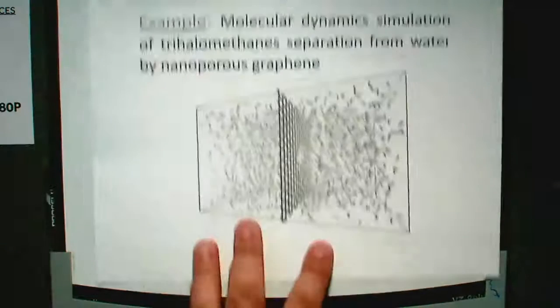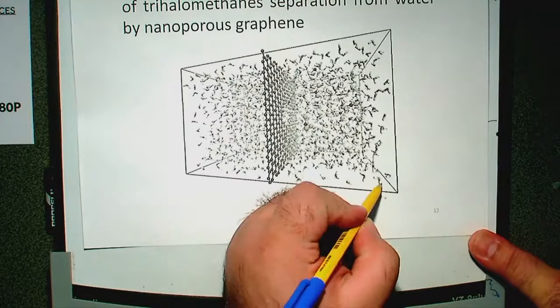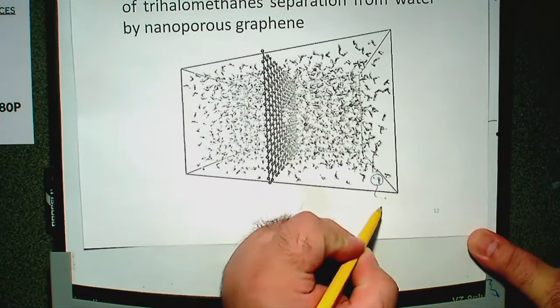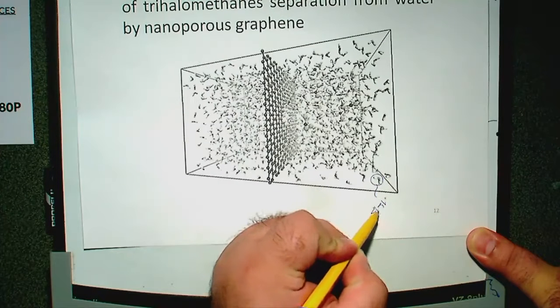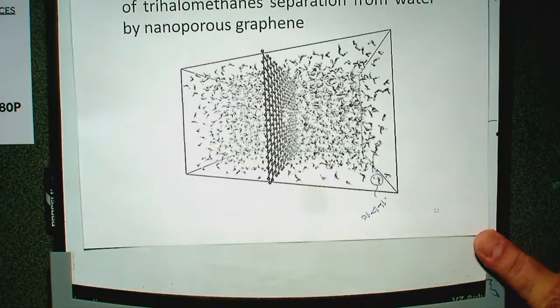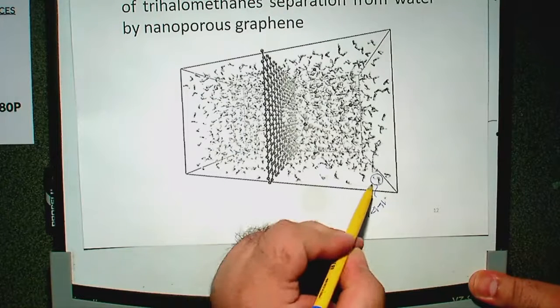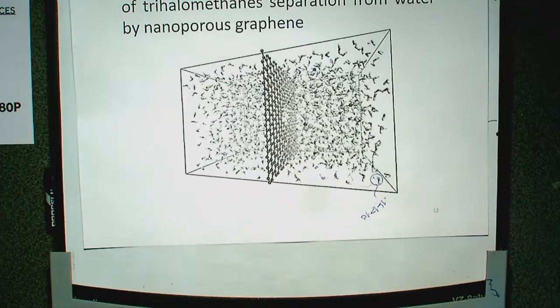For example, if you want to do some nanomechanics simulation, you look at one atom or molecule, you have its current state, for example, the position, the velocity vector, the acceleration. And based on Newton's second law, which we will go through later, you predict the next position and orientation of this molecule or atom.